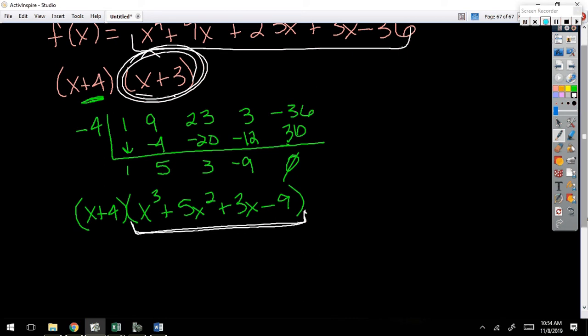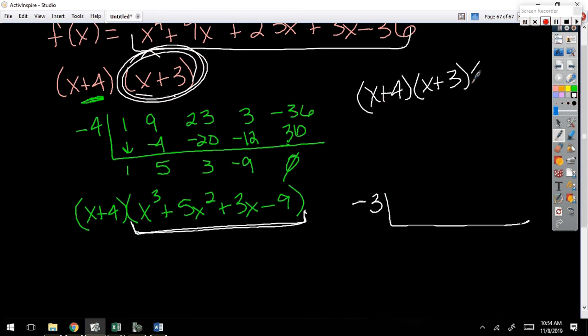Wait, so what do we do with the x plus 3? All right, so now I'm going to use that x plus 3. Here's what I know: x plus 4 times x plus 3 times something gives me this. I've got the x plus 4 part. I need to take out the x plus 3 from this, so to take it out, I need to divide it. Then I should be down to a quadratic, which should be easy for me to factor.